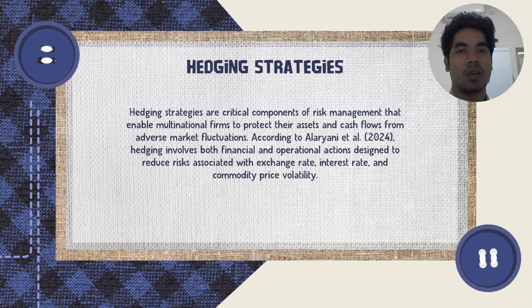On this slide, I explain what hedging strategies are. Hedging strategies are essential components of risk management that help multinational companies protect their assets and cash flow from unexpected market fluctuation. As maintained by Alariani et al., 2024, hedging includes both financial and operational action that aim to minimize risks related to exchange rates, interest rates, and commodity price volatility. In short, hedging helps firms maintain stability and predictability in their financial performance despite global market uncertainty.